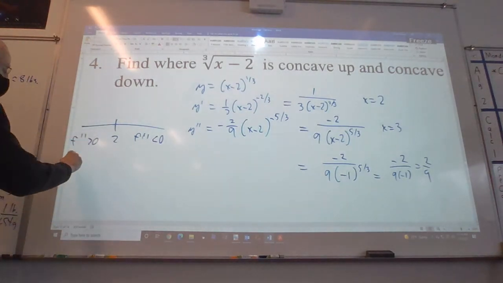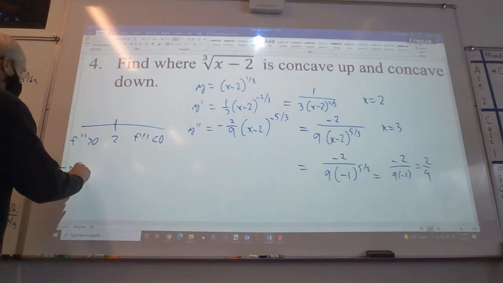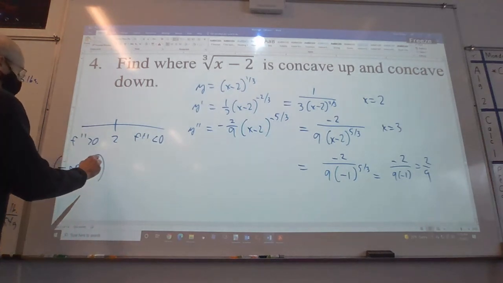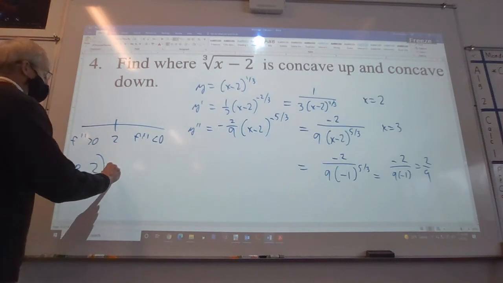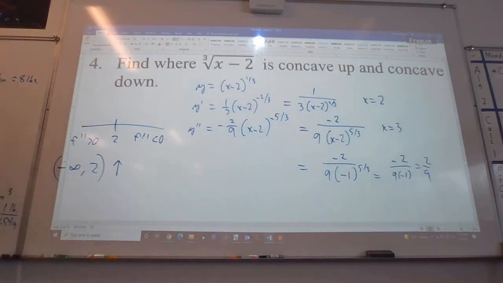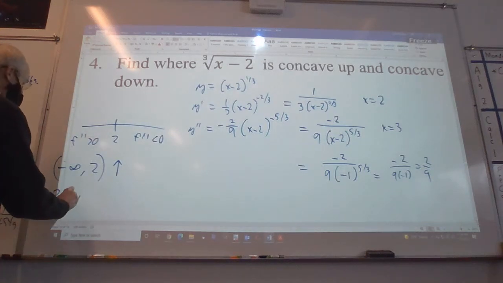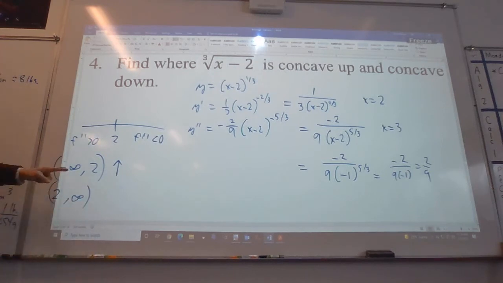So from minus infinity to 2, greater than 0 means it's concave up. And if you don't want to write concave up, just put an arrow. That's totally fine. Do that on the final. Concave up is a lot to write. Goes up. And then from 2 to infinity, and always put parentheses because we don't include 2. We can't include infinity. Don't put brackets, put parentheses. And then it's concave down. We're done.